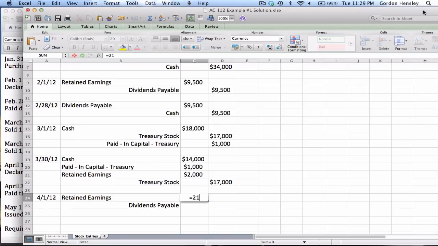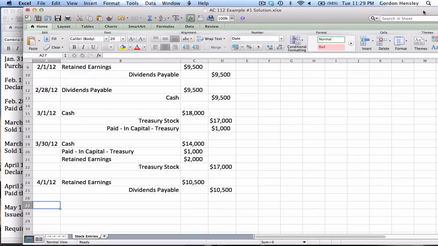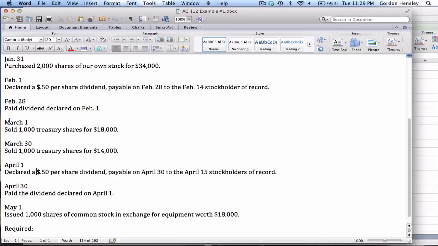It's going to be 21,000 times 50 cents. So this dividend is actually going to cost $10,500. So you always have to go back and double check on that, because you want to know exactly how much stock is out there.